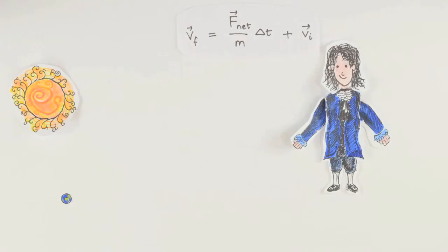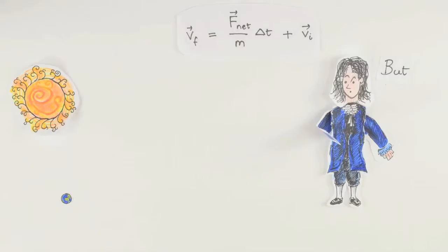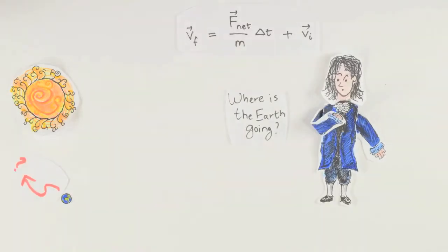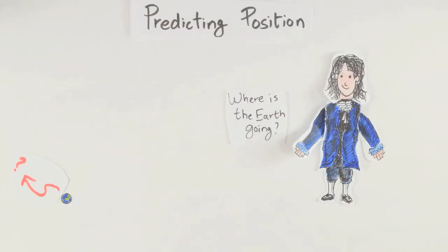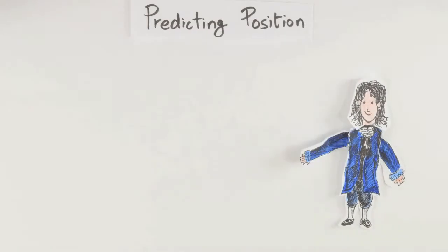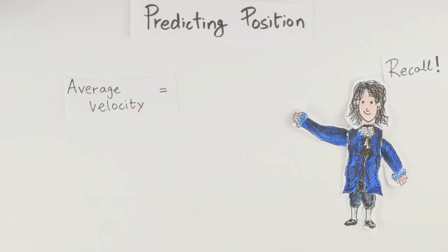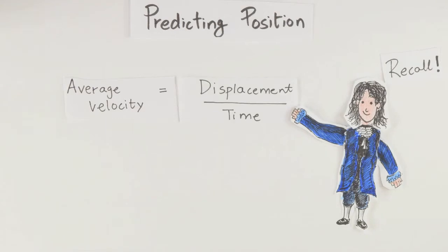So we now have a way to predict the object's new velocity, but that's not all we need to predict the future translational motion. We also need to predict where the object will be. We need to predict the object's position. To do this, let's start by recalling our definition for the average velocity. The average velocity is the displacement divided by the change in time.